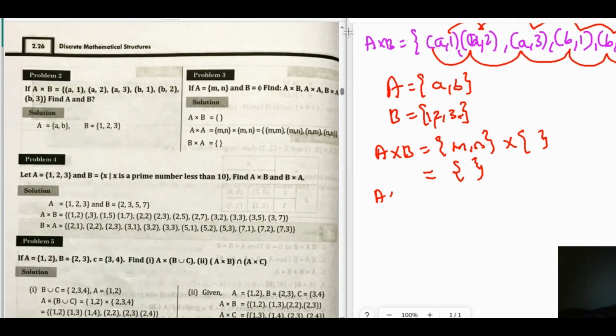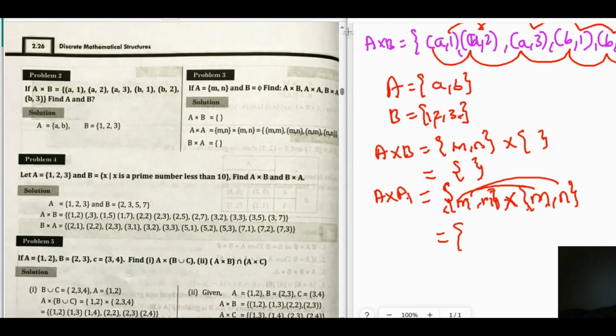Then A cross A will be {m, n} cross {m, n}, which will be m into m, m into n, that will be (m, m), (m, n), then (n, m) and (n, n). The same way you will be doing it for A comma B.